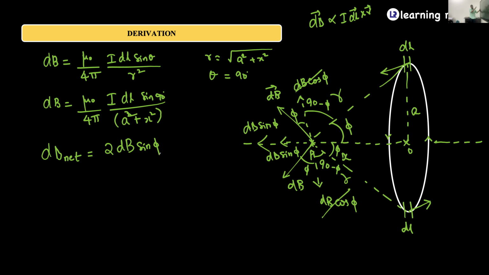This is the overall physics. It's one of the toughest derivations. So this is the resultant magnetic field at the point P. Now we need to integrate it. Before that, you can copy all these points.